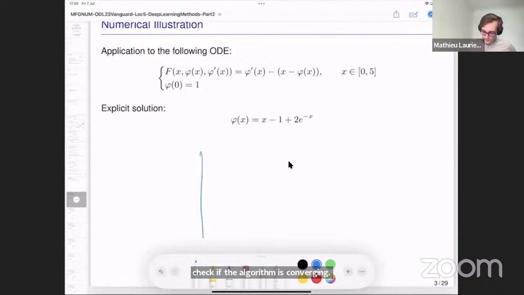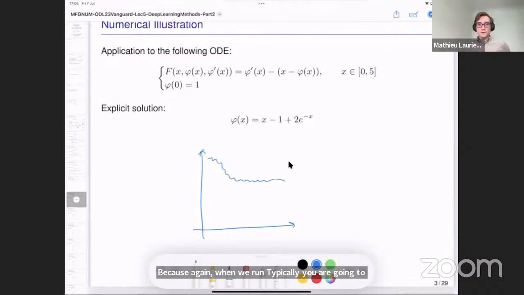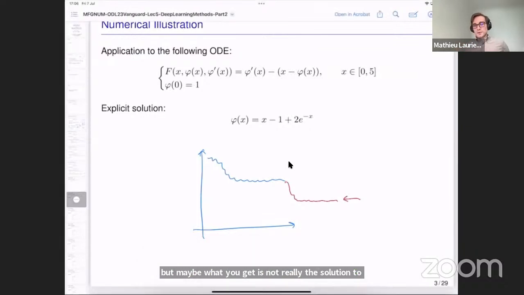I just want an ODE where I have a solution that I know, to check if the algorithm is converging. Because when we run SGD, typically you are going to see something like this, and then you are wondering whether the algorithm has converged or not. Maybe later it will keep decreasing to a lower level. So sometimes you need to wait a really long time. And even if it goes to this level, has it converged to the true solution or not? It's not clear. It could be that you made a mistake in your loss function, or you didn't make any mistake, but for some reason the loss function is not really characterizing the solution. And then the neural network minimizes the loss, but maybe what you get is not really the solution to your original problem. So that's why it's important to be really careful.